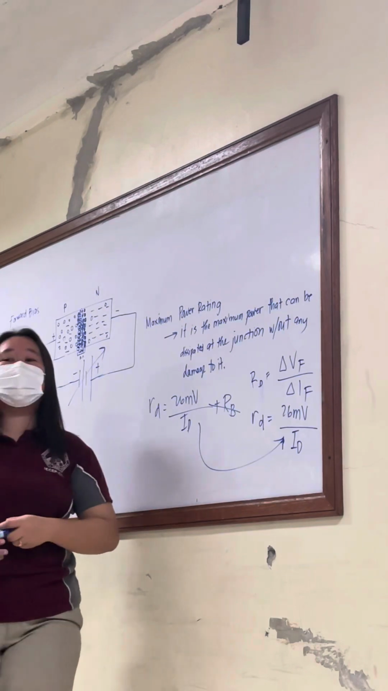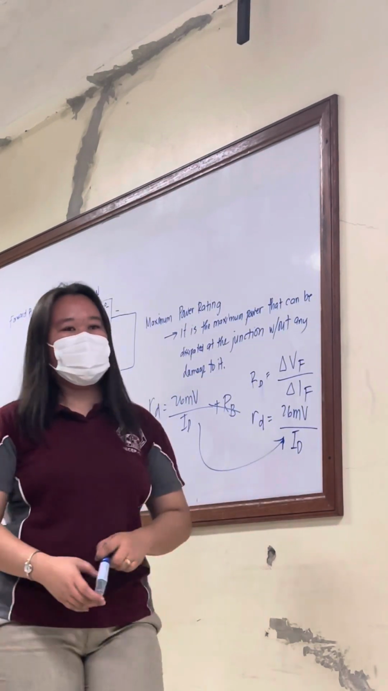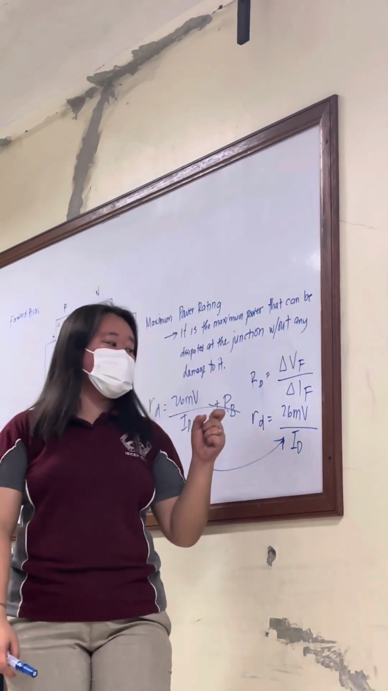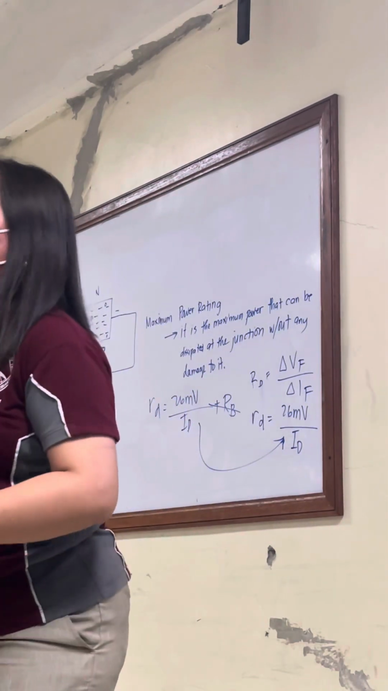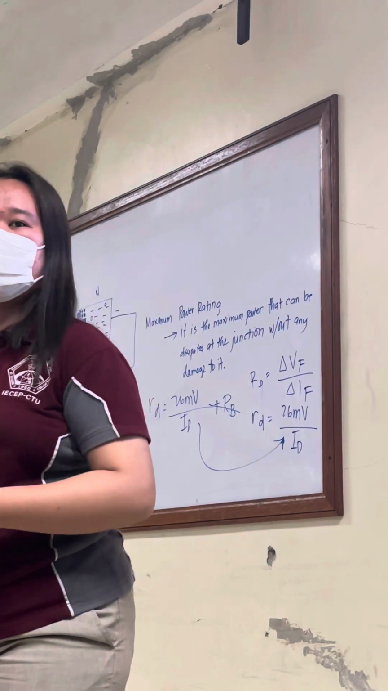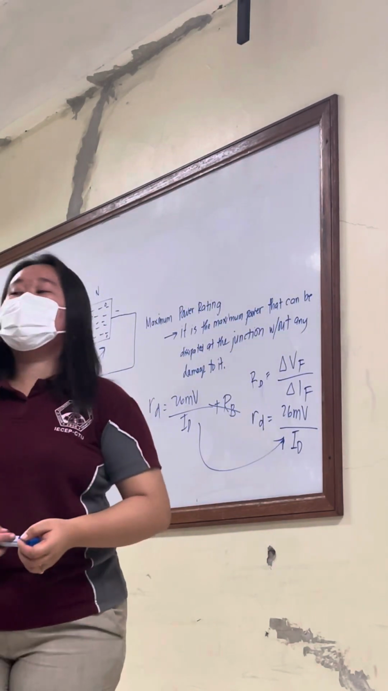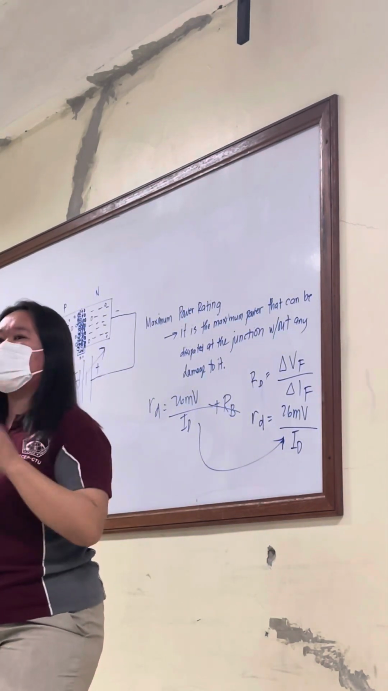The formula we will use is the one from earlier. In electronics, you will use this in class next year, in third year. The 26 is 26 millivolts, or 26 times 10 to the negative 3 volts.